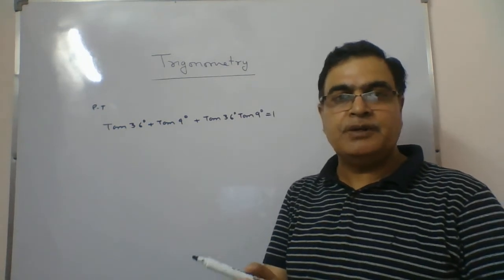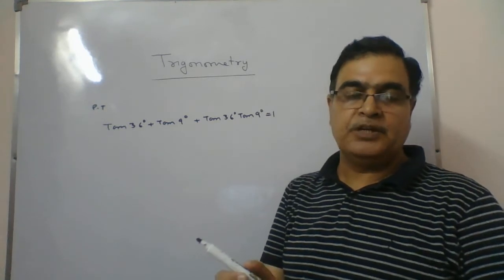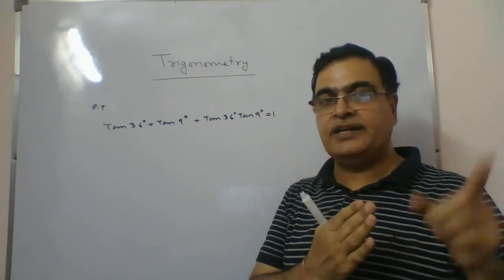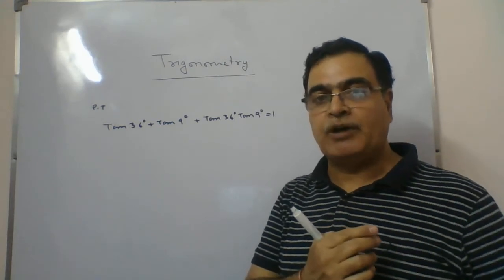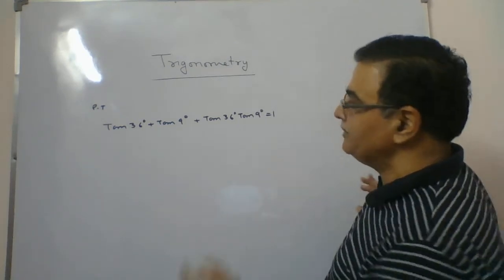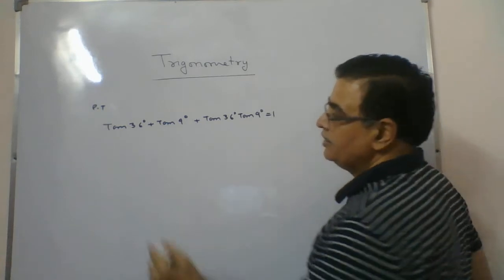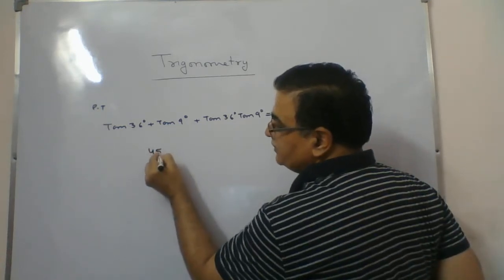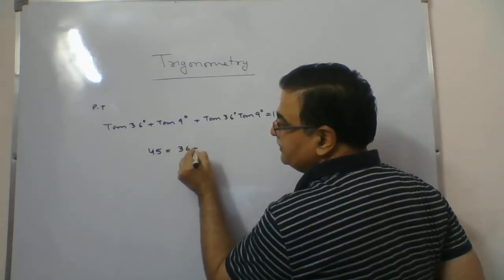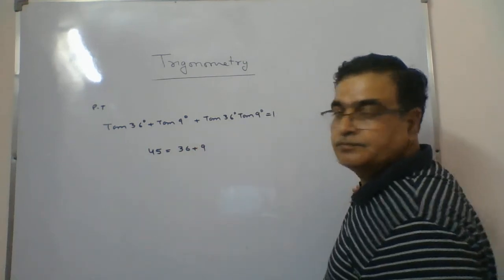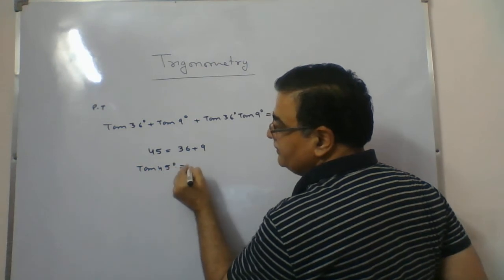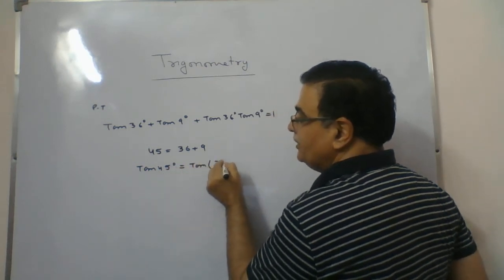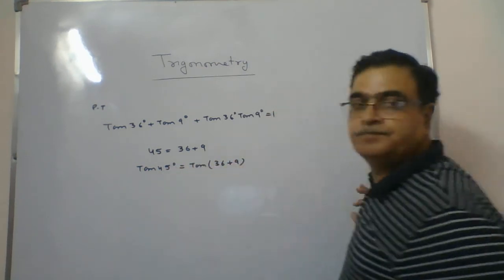Why it is not visible? Actually, that is 1. If you just think 36 plus 9, it comes out to be 45. And tan 45 always comes out to be 1. So that means this missing angle is 45 degrees. So actually you should start, this 45 is 36 plus 9. Then take tan on both sides. So tan 45 is tan of 36 plus 9.